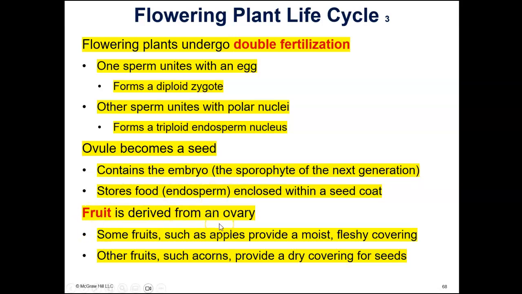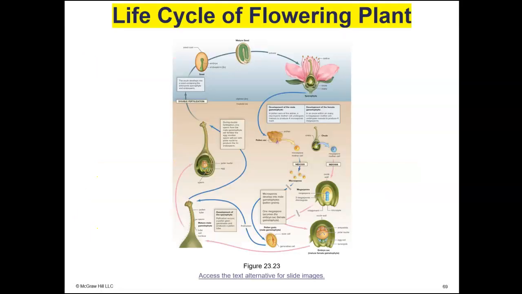The fruit is the ripened ovary, and it protects the seeds and also can help with seed dispersal. And this is the life cycle of the flowering plant, focusing on the double fertilization, where you have one sperm that fertilizes the egg and the other sperm that fertilizes the two polar nuclei, and you get an entire seed from that. And remember that the seed has three parts. It has an embryo, it has endosperm, which is stored food, and then it has a seed coat.